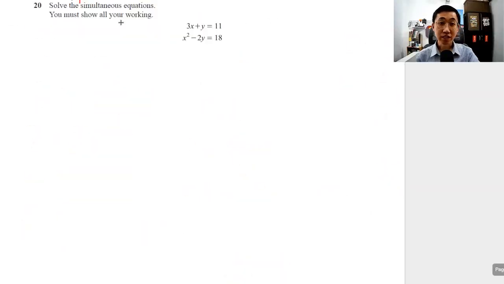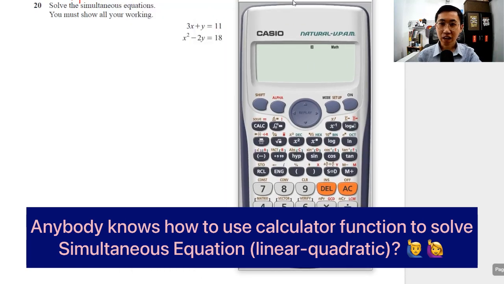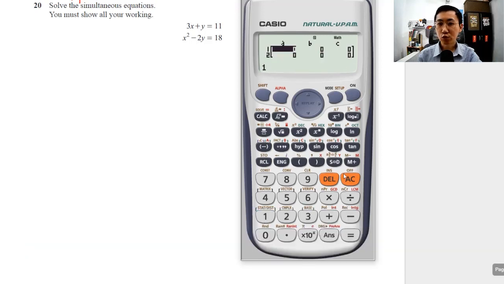20. Solve the simultaneous equation. You must show all your working, of course. 3x plus y equals 11. Okay, so this is linear. x squared minus 2y equals 18. That is actually quadratic because it's power of 2. Comment down below if there's any way we can use calculator to solve this immediately, because I do not know any of the method from the calculator, because I only knew of the linear simultaneous equation, right? So I can only set both linear but not one linear, one quadratic. If I were to press 1, it's just for both linear. So I am not going to rely on calculator so much for this question.